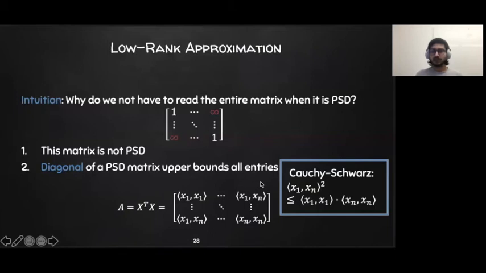Now, by the Cauchy-Schwarz inequality, the square of any off-diagonal entry is given by the squared inner product of xi times xj, and this is less than the product of the ith and jth diagonal entries, given by the two terms here. So as we can see, this shows that the diagonal entries are upper bounds on the off-diagonal entries, which rules out such instances.